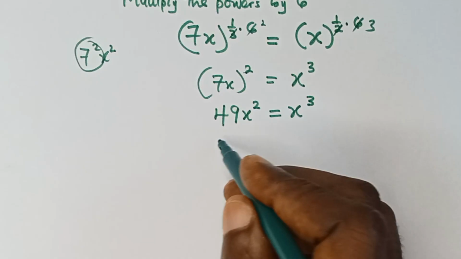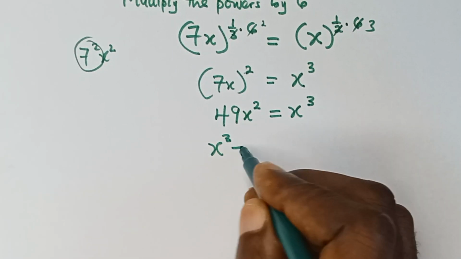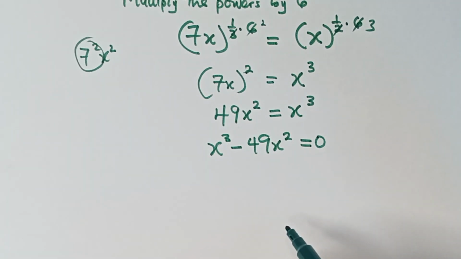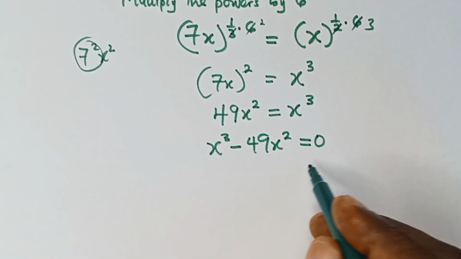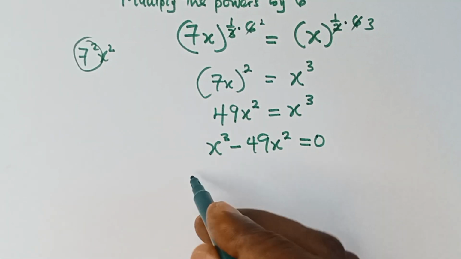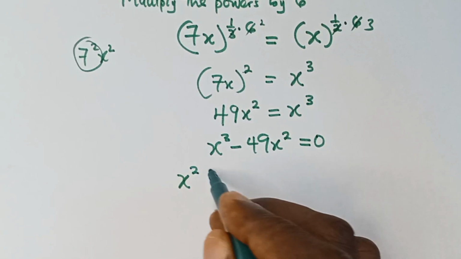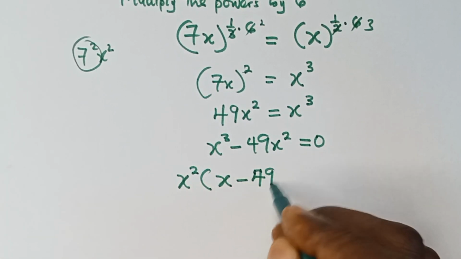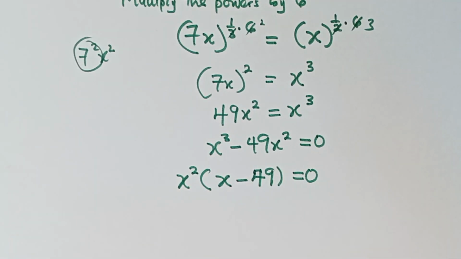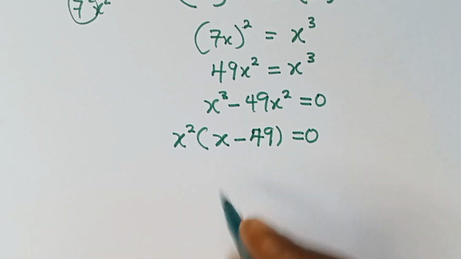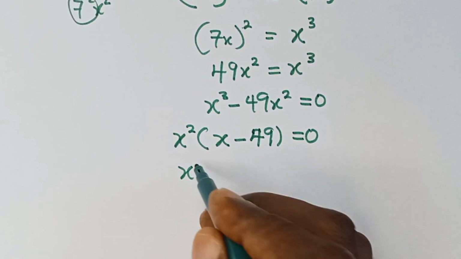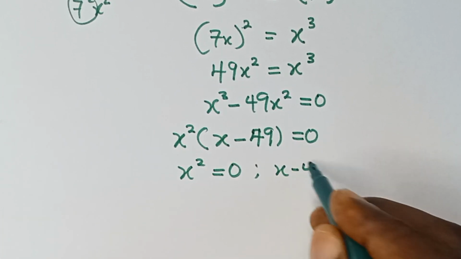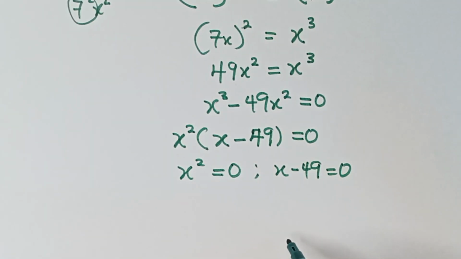Now let's put them together. We have x raised to power 3 minus 49x raised to power 2 equals 0. We can factor out x raised to power 2 because it's common. So x raised to power 2, then we have x here and 49 here, everything equals 0. Then x raised to power 2 equals 0, and also x minus 49 equals 0.